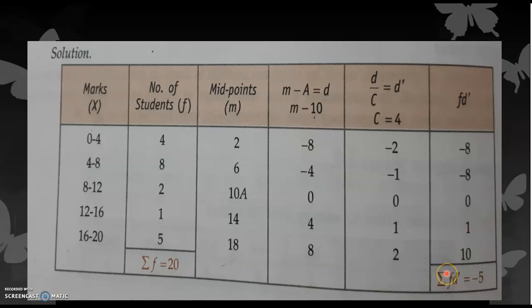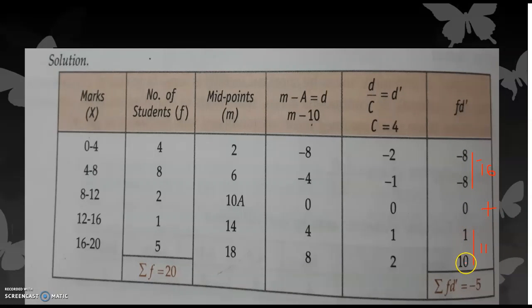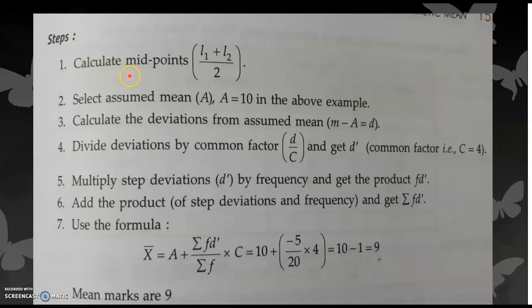For calculating sigma FD dash, we have to add all these values. So first we add minus 8 and minus 8, we get minus 16. Then 1 plus 10 is equal to 11. Minus 16 plus positive 11 is equal to minus 5. So sigma FD dash is equal to minus 5.